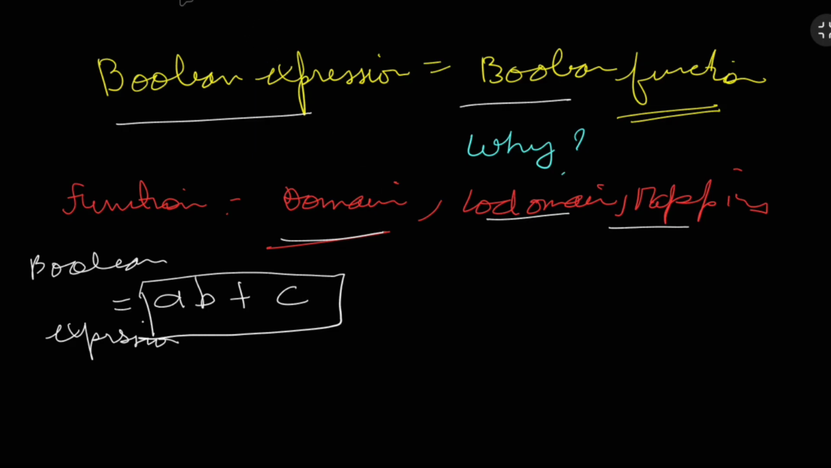और या फिर अभी सिर्फ एक सिंपल सा A B ही लेते हैं. So what is the domain here? This is a Boolean expression. So how can we say that this is a function?